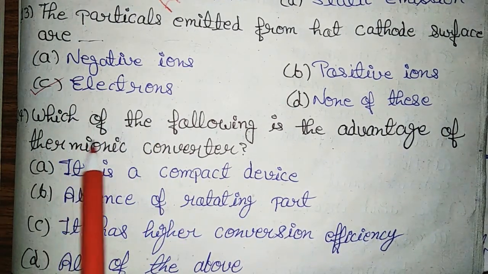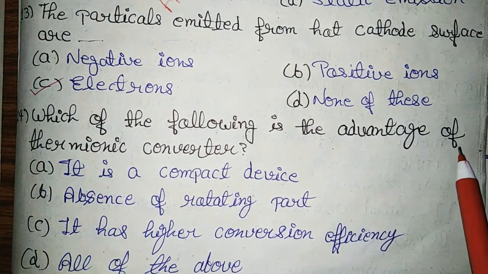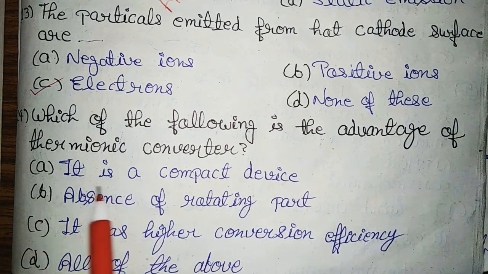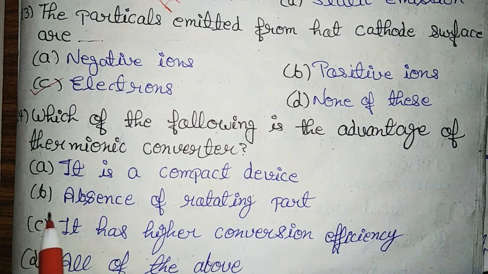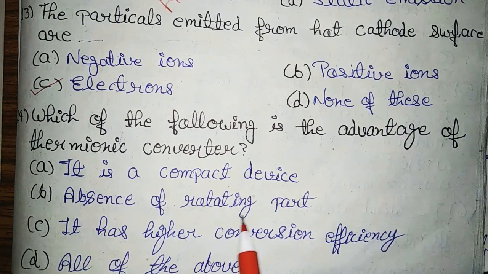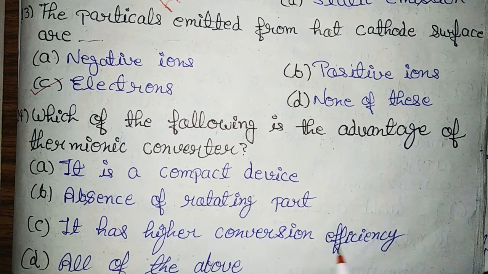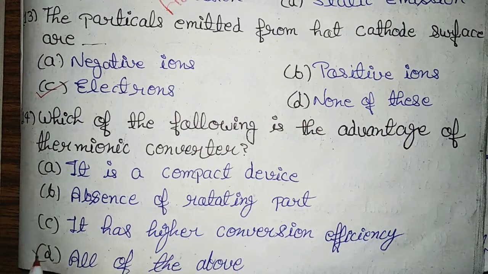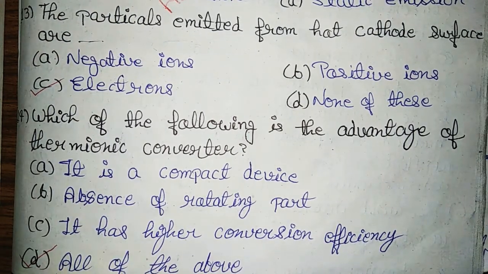Next question, which of the following is the advantage of thermionic converter? Option A it is compact device, option B absence of rotating part, option C it has higher conversion efficiency, and option D all of the above. So right answer is option D all of the above.